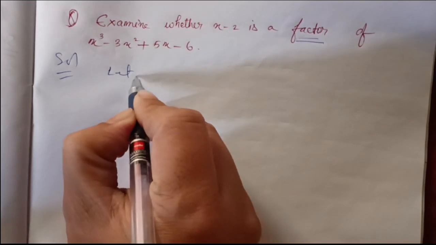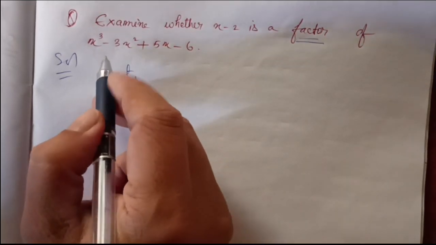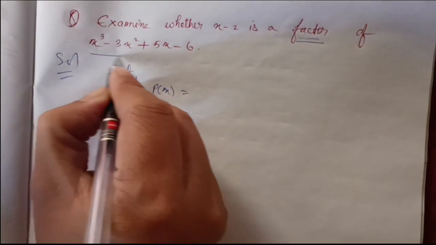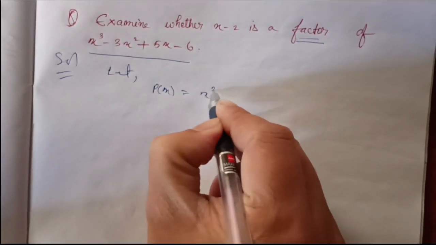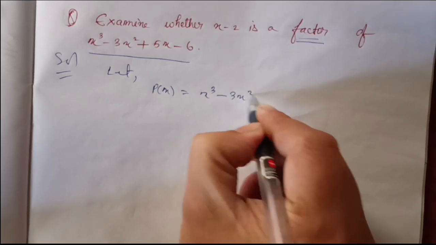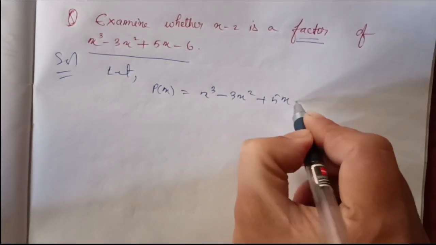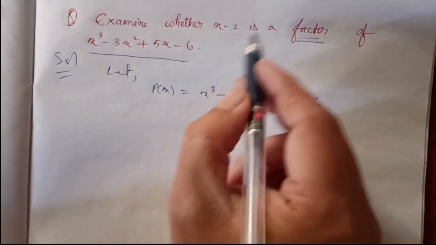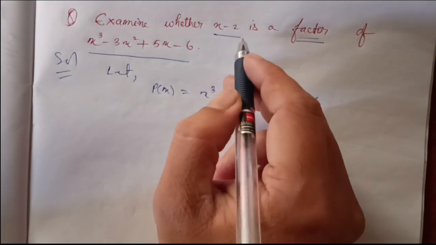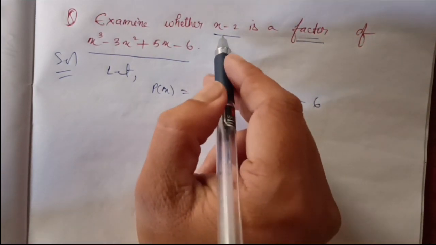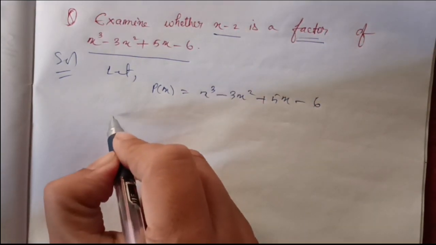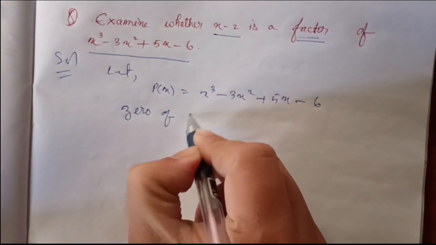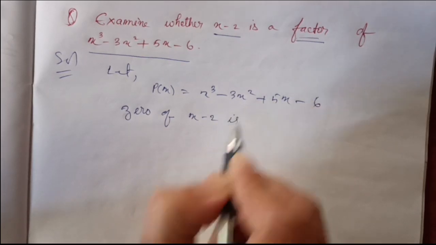Okay, then we should copy this one. P of x, this is from the question. Okay, x cubed minus thrice x squared plus 5x minus 6. Now what is our divisor? Our divisor is x minus 2. So we are going to take 0 of x minus 2. Okay, next is 0 of x minus 2 is.